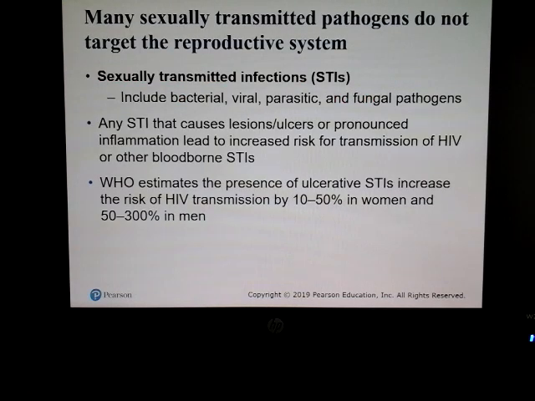Now, sexually transmitted infections are caused by a wide variety of viruses, parasites, fungi, bacteria, you name it. The World Health Organization estimates that the presence of ulcerative types of STIs, such as syphilis, increases the risk of HIV transmission by about 10 to 50% in women and 50 to 300% in men.